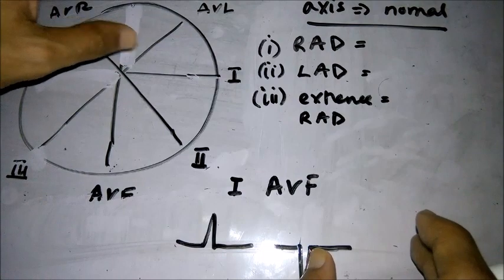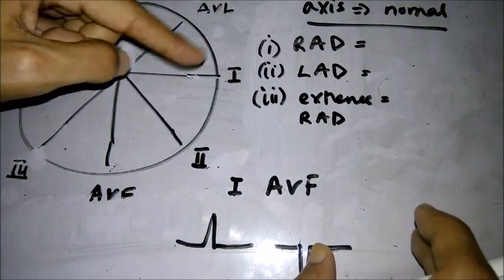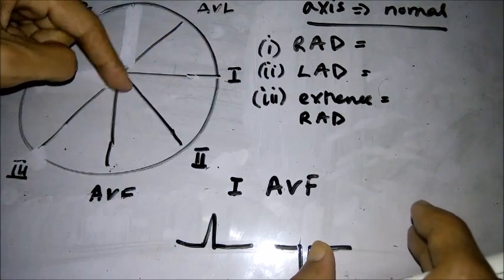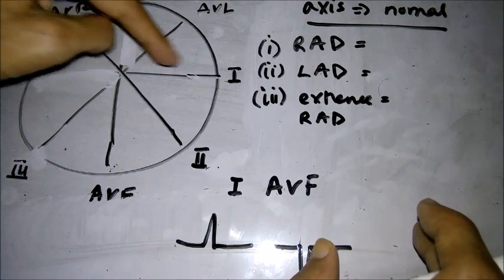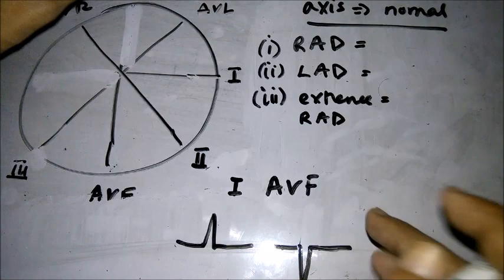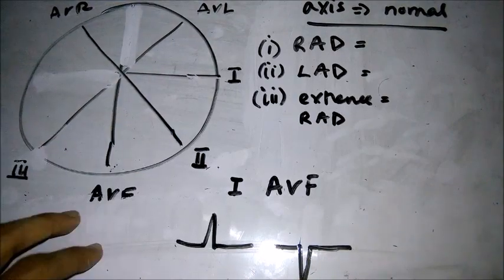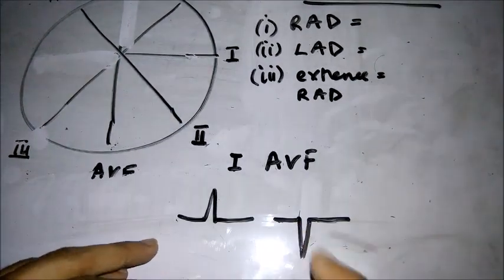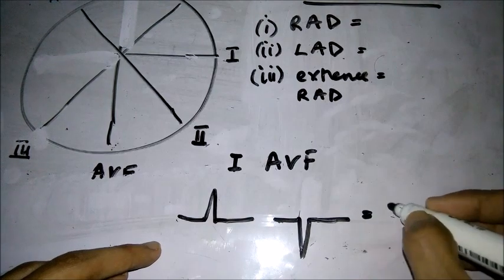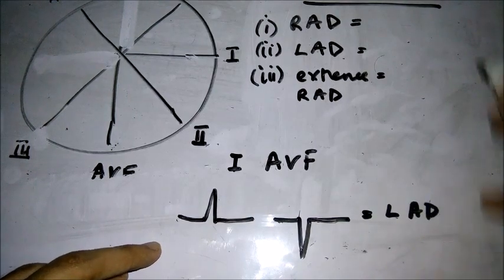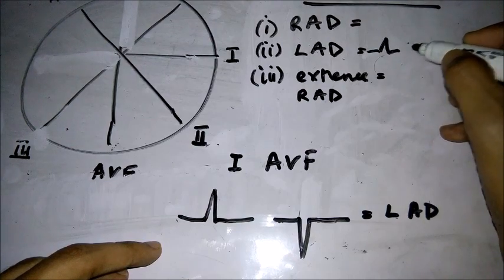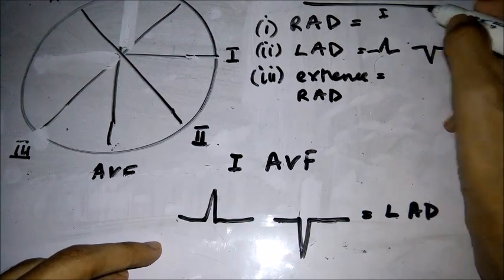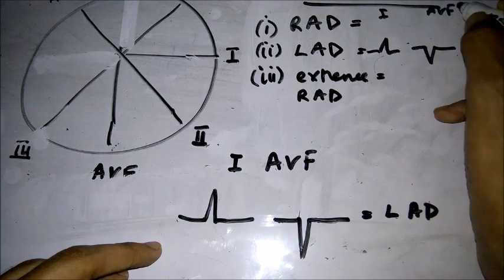Lead 1 is positive, so we know that the electrical activity is near lead 1, but because it's away from AVF, we say that this is a left axis deviation, right? So lead 1 is up, AVF is down, this is a left axis deviation.